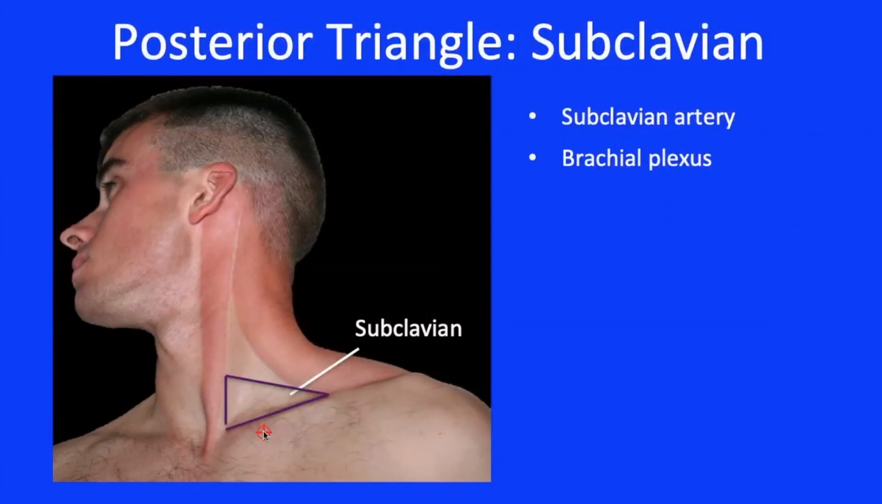The lower portion of the posterior triangle is known as the subclavian triangle. Here we find the subclavian artery and the emergence of the trunks of the brachial plexus. Understand that trauma to this area can and often leads to serious consequences, sometimes even death.